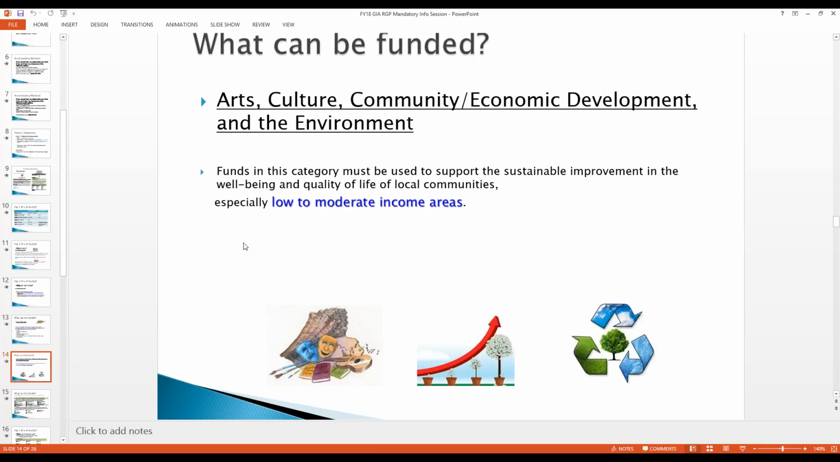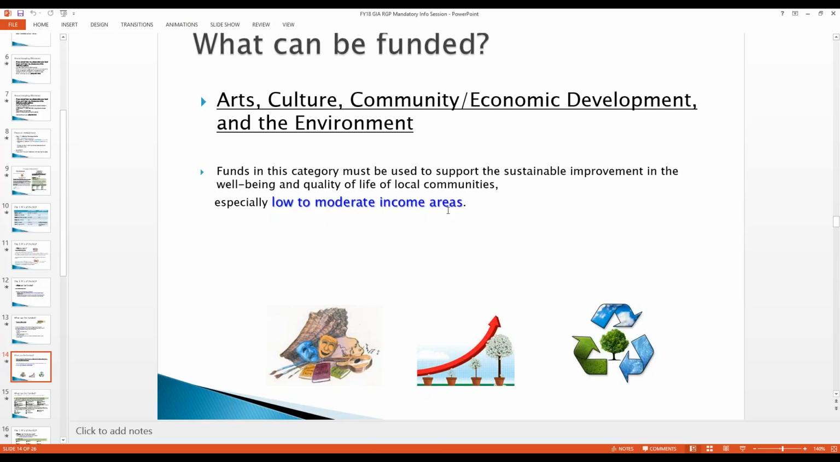If you design and propose your program in arts, culture, community economic development, or environment, try to focus on low to moderate income areas. So this is the key point here, low to moderate income areas. The priority of Grants in Aid will be given to the projects or programs that meet this key point, low to moderate income areas.